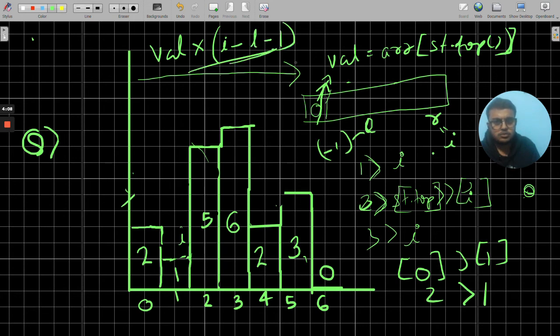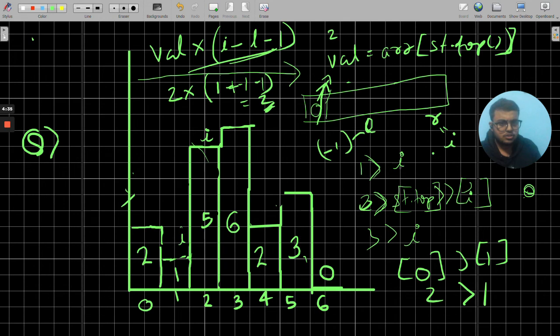So this is our value. In this case, you can see that my val is 2. So the formula is 2 multiplied by 1 minus -1, so that makes it +1 -1. So this is 2.